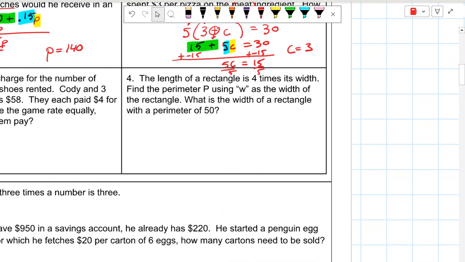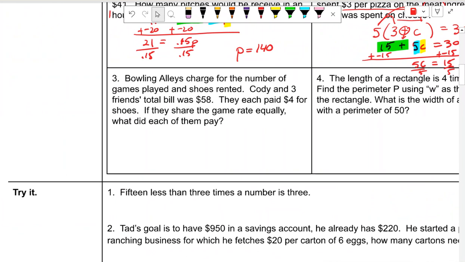Moving to our next example, the bowling alley. The bowling alley is charged for the number of games played and shoes rented. Cody, now listen to this, Cody and 3 friends. Well, how many humans is that are bowling? There are 4. So we just want to make sure we remember that. Their total bill was $58. So they're going to spend a bunch of money here, and their total bill is going to be $58.